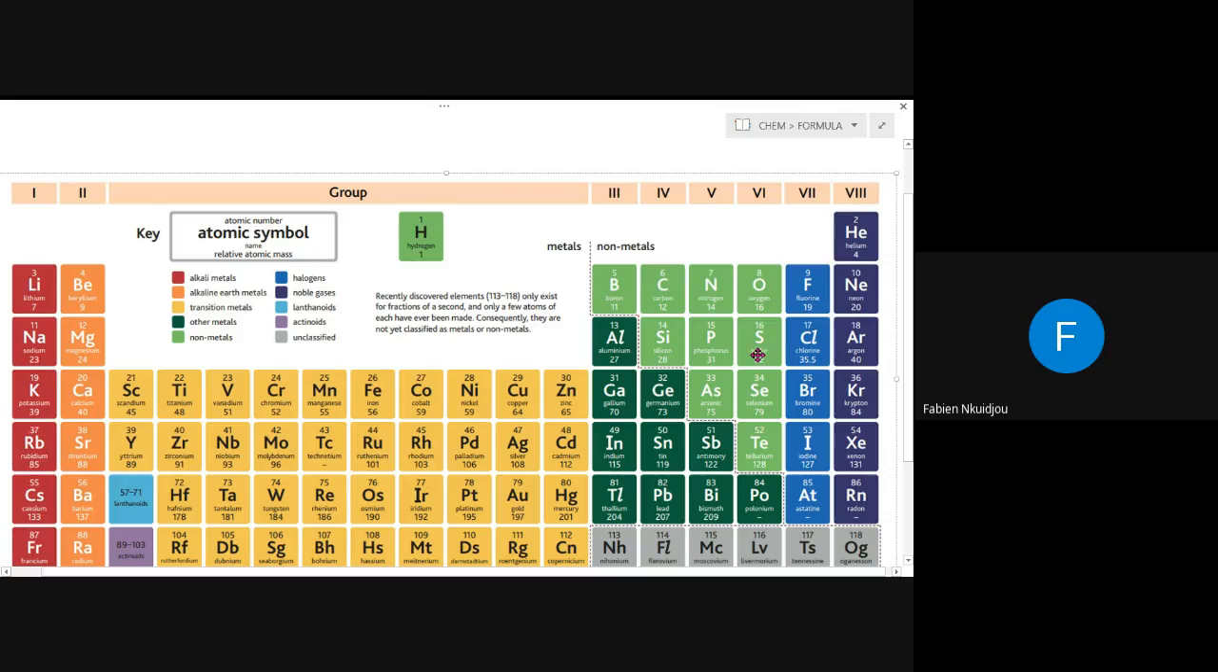Let's look at sulfur. Sulfur is in what group? Group 6, right? So what is the valency of sulfur? The valency for sulfur is 8 minus 6, that is 2. So that is how you can use the periodic table to identify the valency of an element. Note that there are, however, some elements that have more than one valency. We say they have variable valencies. We shall come across those cases.